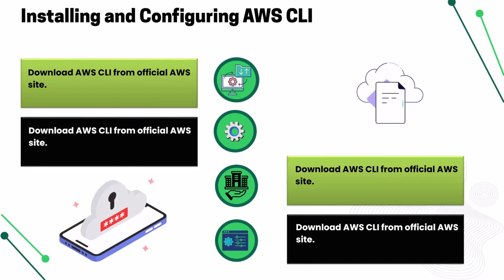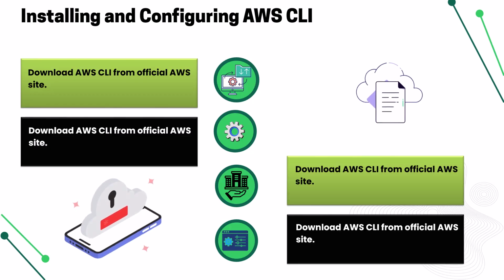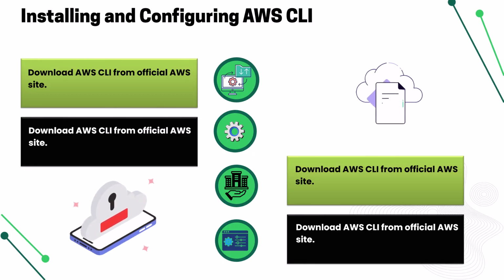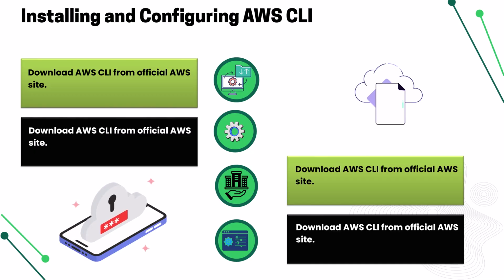Installation time. First, get AWS CLI from the official site, because pirated software and cloud security do not mix. Install it with your preferred method, then configure it with your credentials, because without that, it's just a fancy decoration on your machine. Finally, run a test command to make sure it's alive and kicking.